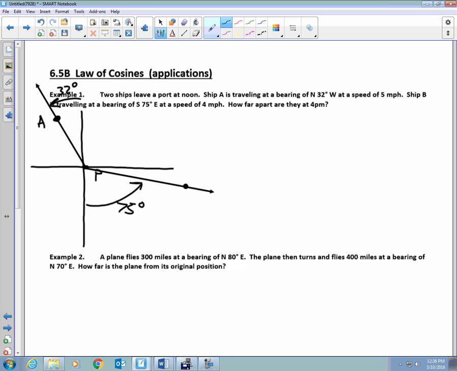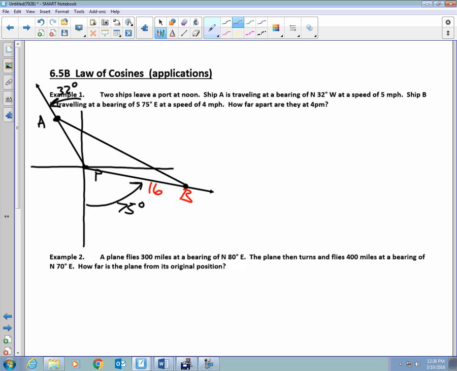So the question is, how far apart are they at a certain time? Well, right now I don't have any lengths. I simply have a drawing to represent the angles. Can somebody give me some distances? What time do they leave? Noon. What time is it now? How many hours have they been traveling? What's their rate? So what's the distance? 16 and? So that'll be 16 miles for ship B.